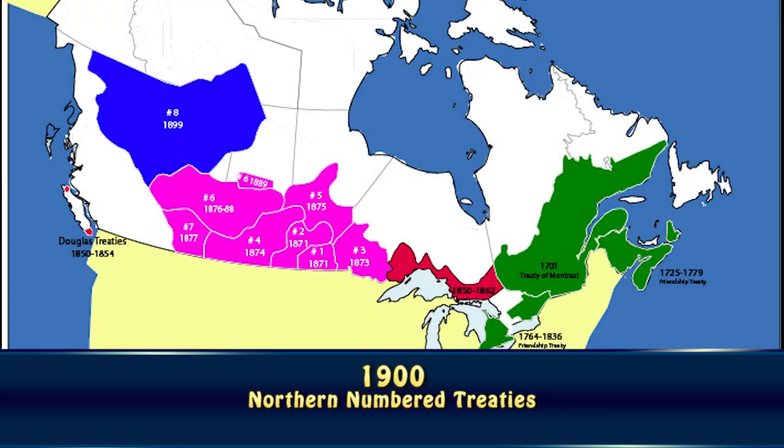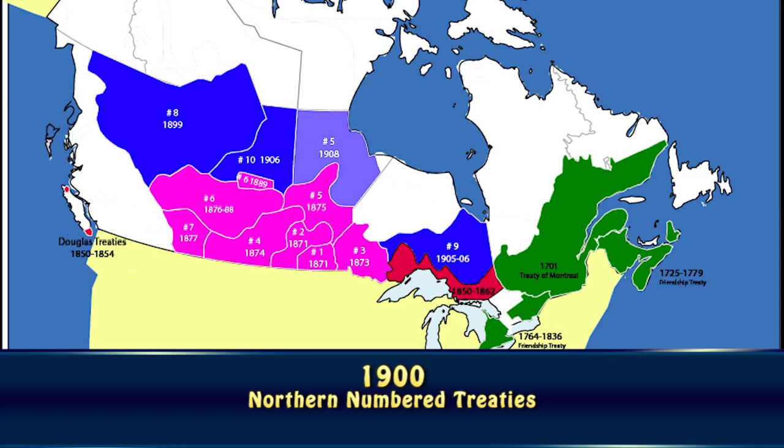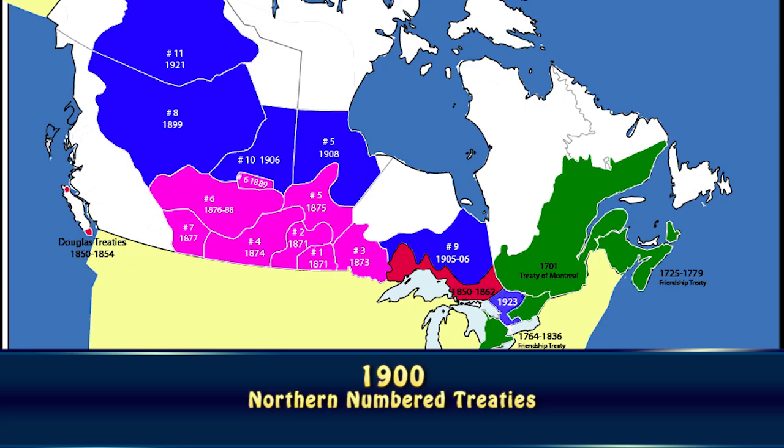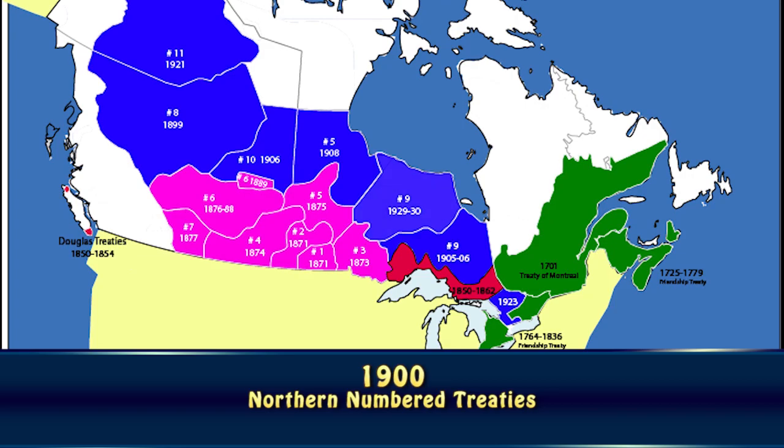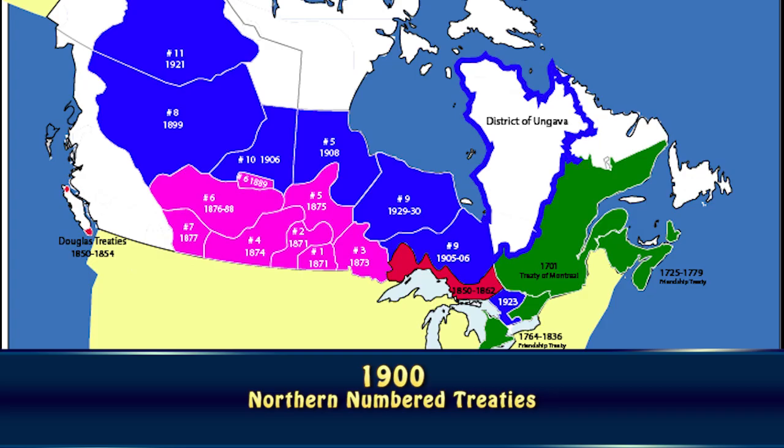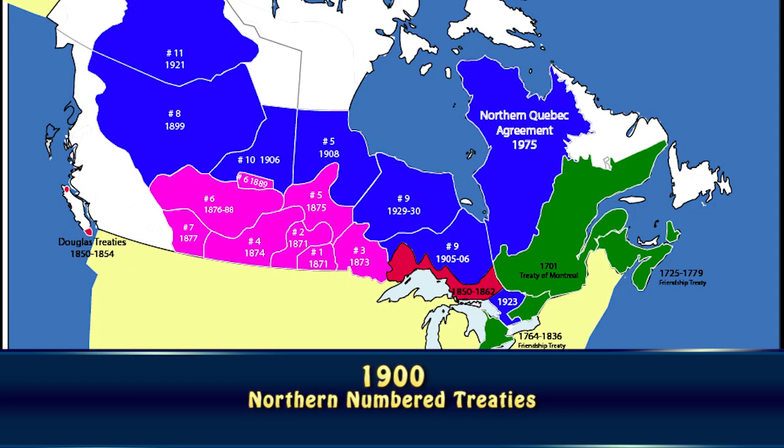Between 1899 and 1930, the federal government signed treaties in the northern areas of the Prairies, Yukon, and Ontario. In 1912, the district of Ungava was transferred to the province of Quebec, subject to the government signing treaties with First Nations. The Northern Quebec Agreement was finally signed in 1975.